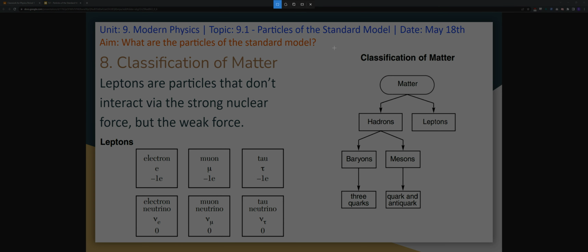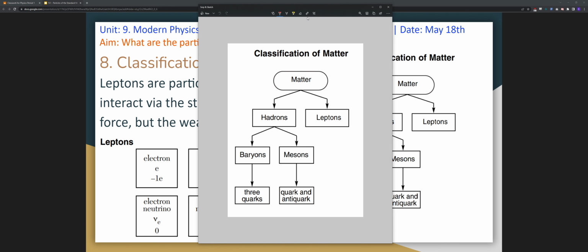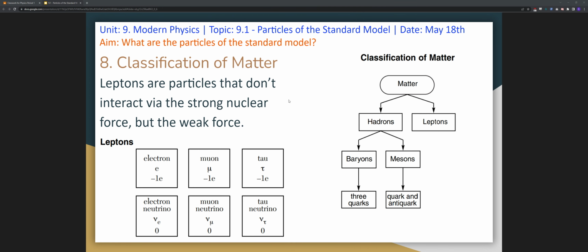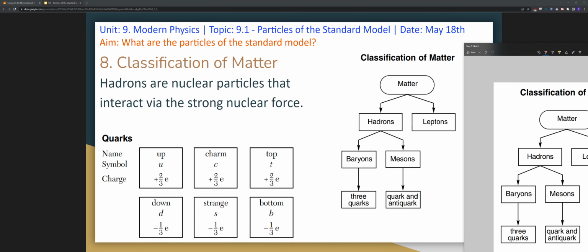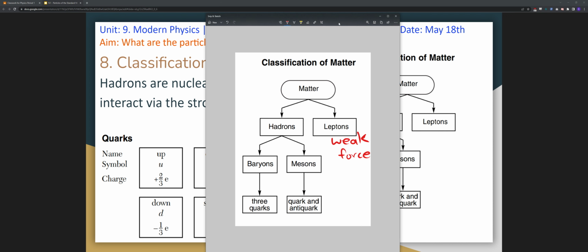So first off, right away, you should remember that if you're looking at this part of your reference table, you're going to classify leptons as particles that interact via the weak force. So leptons, weak force. And the leptons are labeled on your reference table. Electrons are leptons, as are muons, taus, and neutrinos. And hadrons, on the other hand, are nuclear particles that interact via the strong nuclear force. So on the other side, you have hadrons, and they interact via the strong force.